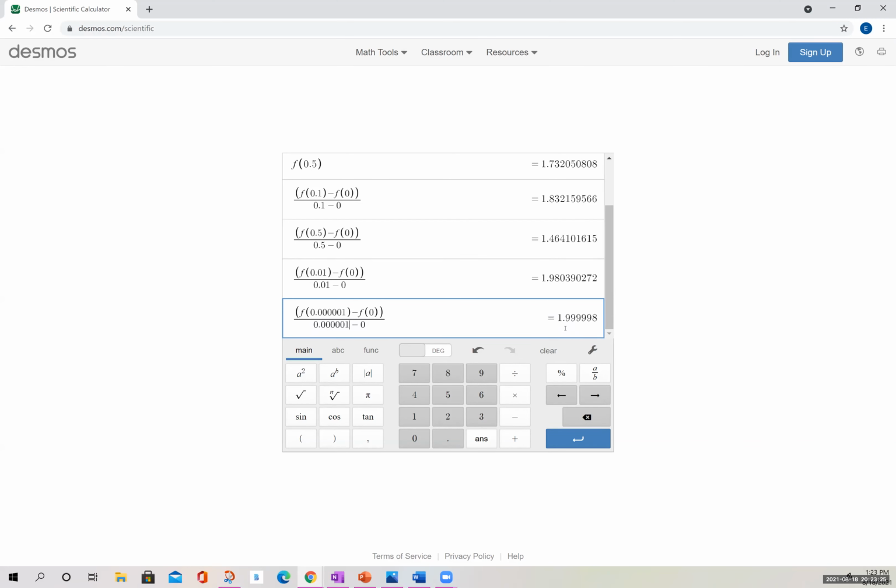So notice now I'm getting 1.999998. That's pretty close to what I had gotten up here before. And the more numbers that I put in, the closer I'm getting to 0, it looks like this number is approaching the value of 2, right?